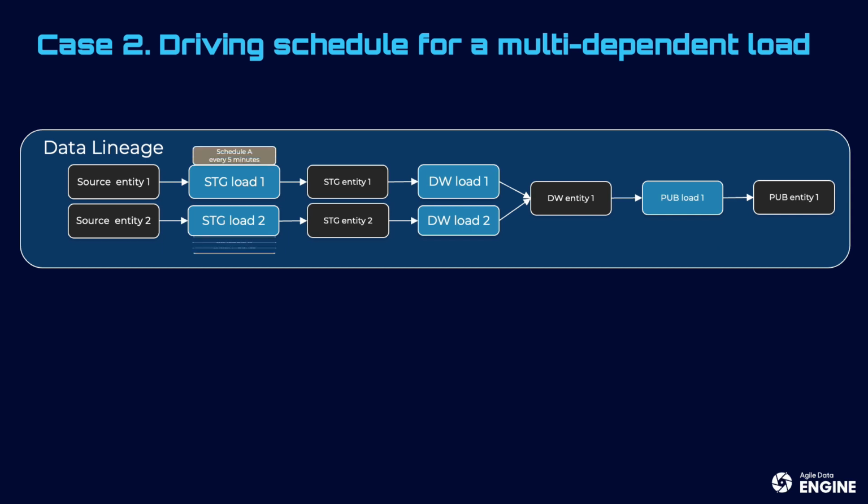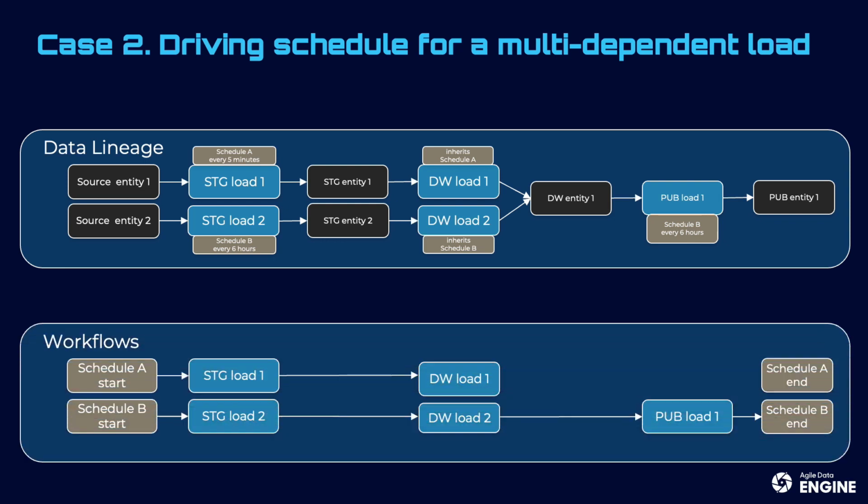In the next example, the chain of dependent loads can be broken by explicitly selecting a different schedule for a load. As you can see, the data warehouse loads inherit schedules from staging loads, Schedule A executed in 5 minute intervals and Schedule B run every 6 hours. The downstream publishing layer load is therefore also executed every 6 hours. This approach is less database intensive and also less costly.